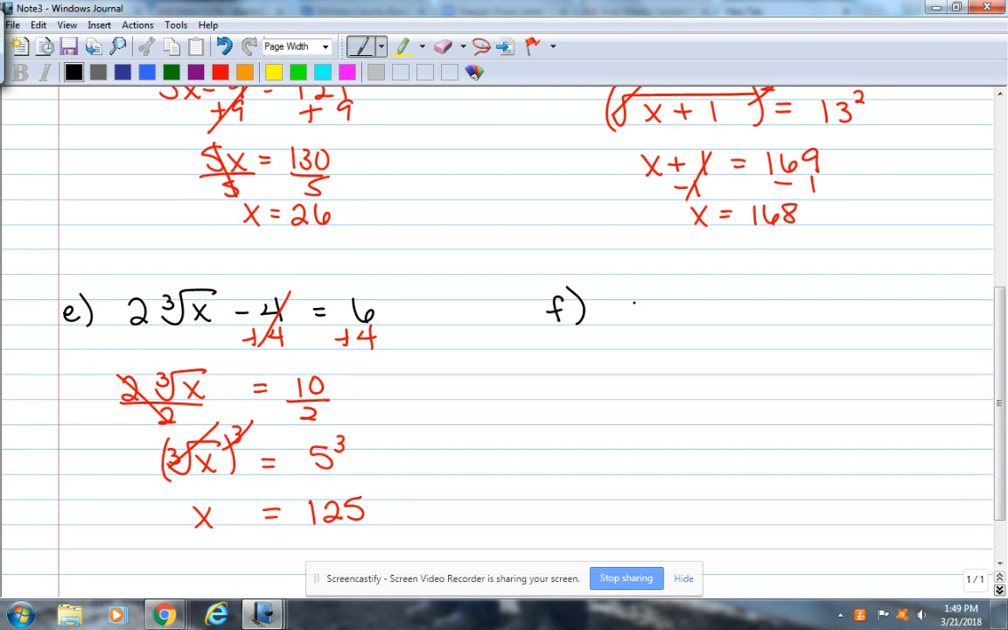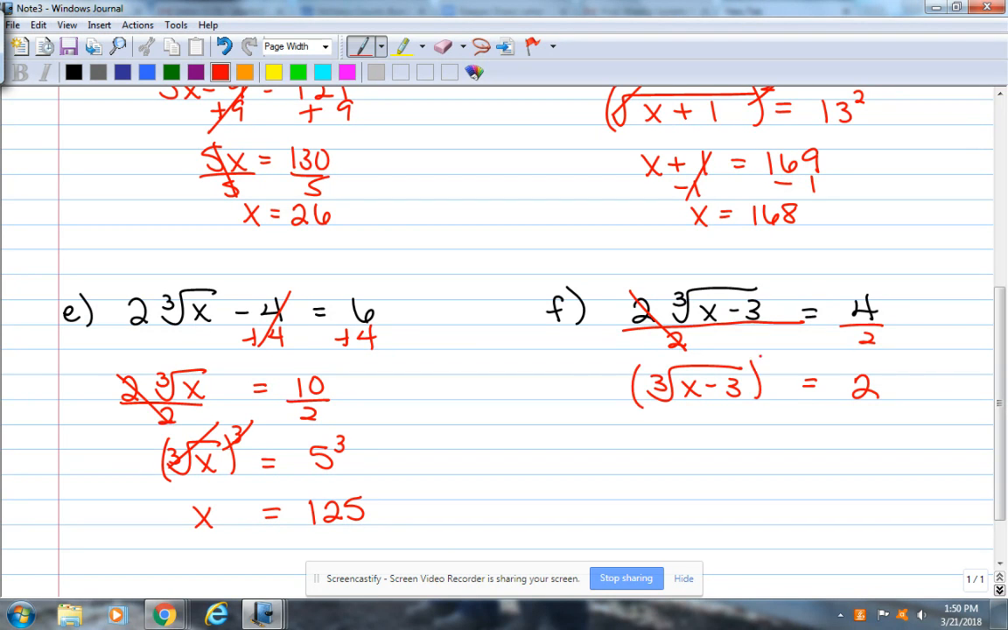Okay, here's another one very similar. 2 times the cube root of x minus 3, and that 3 is under the radical, equals 4. So we got to get the cube root part, the radical part, by itself. So divide both sides by 2. That leaves you with the cube root of x minus 3 equals, what's 4 divided by 2? 2.